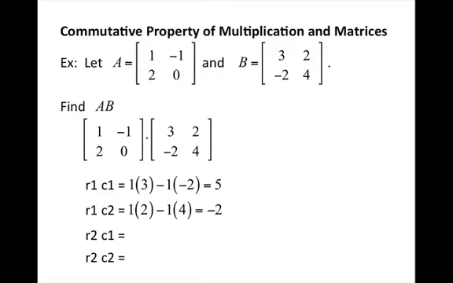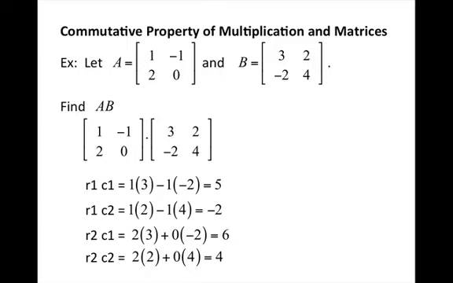Now move on to row 2. Row 2 is 2, 0. If I multiply this by column 1, I have 2 times 3, which is 6, plus 0 times negative 2, which is 0. And 6 plus 0 gives me a 6. And then finally, row 2, column 2. Row 2 is 2 and 0. Column 2 is 2 and 4. So I have 2 times 2, which is 4, plus 0 times 4, which is 0. And 4 plus 0 gives me a 4.